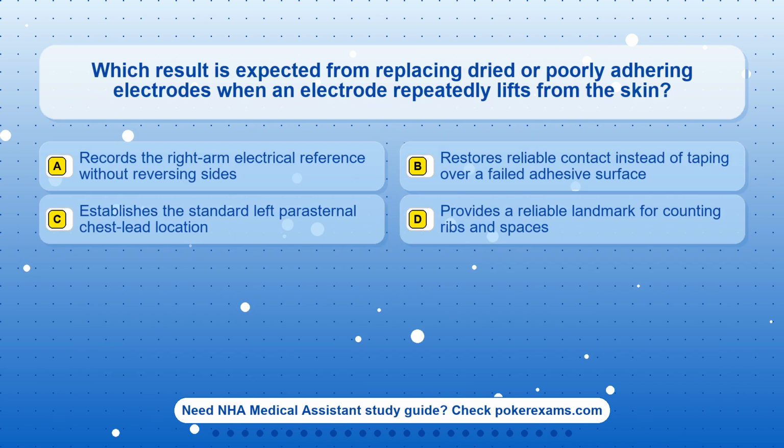Question 10. Which result is expected from replacing dried or poorly adhering electrodes when an electrode repeatedly lifts from the skin? Option A. Records the right-arm electrical reference without reversing sides. Option B. Restores reliable contact instead of taping over a failed adhesive surface. Option C. Establishes the standard left parasternal chest-lead location. Option D. Provides a reliable landmark for counting ribs and spaces.